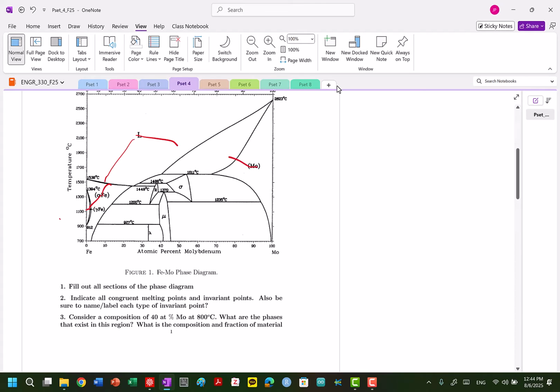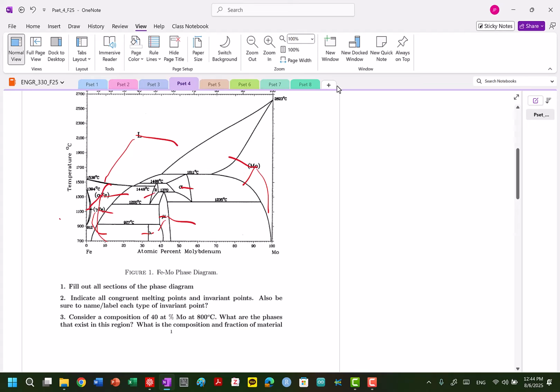Liquid plus molybdenum, molybdenum plus sigma, molybdenum plus mu. Yeah, mu. Forgot my little lambda plus mu, gamma plus lambda, gamma plus mu. What is it? This will be... That's not going to be, that's going to be alpha. All those are alphas, but you get the picture.